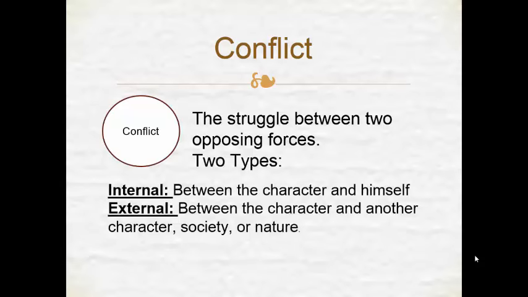In other words, internal conflict occurs when a character has trouble with themselves. They can't make a decision, they don't know what to do. External conflict is when a character comes in conflict with something outside of themselves.